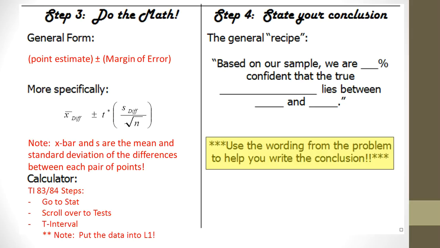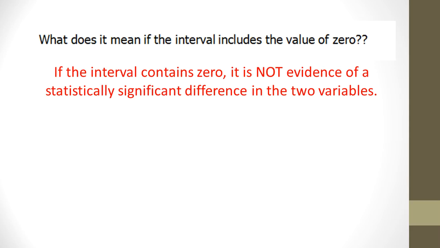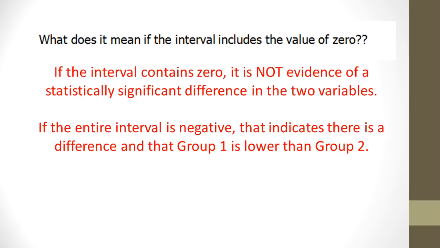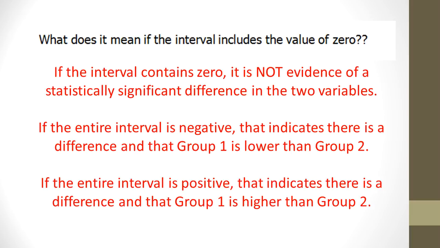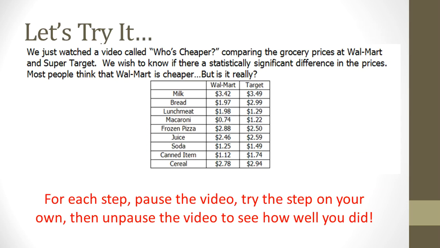Sometimes with these intervals, you'll end up with negative numbers, sometimes with positive numbers. So like before, if 0 is included, that means that there is not evidence of a statistically significant difference in the 2 variables. If the entire interval is negative, that indicates there is a difference and group 1 is lower than group 2. If the entire interval is positive, also indicates there is a difference and that group 1 is higher than group 2. So let's look at our example.